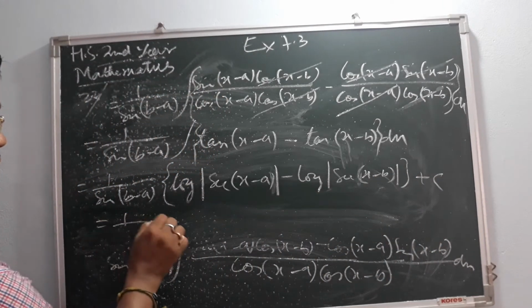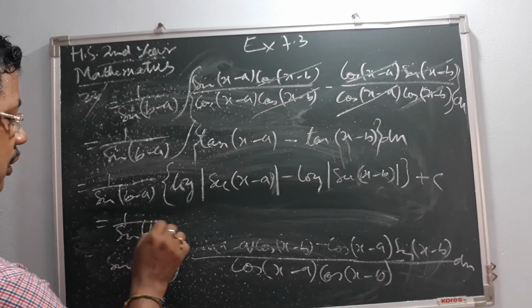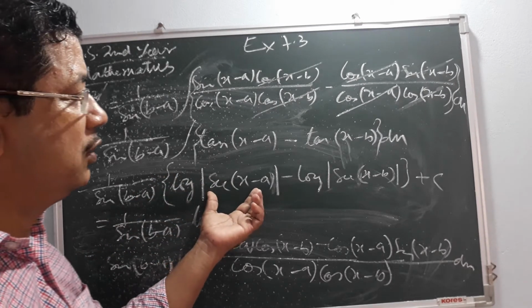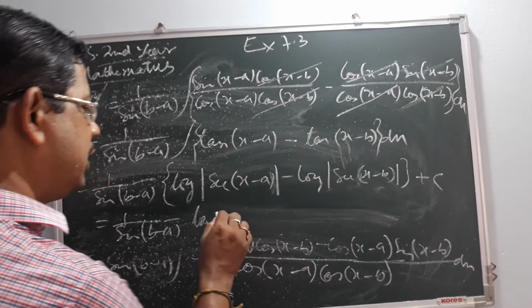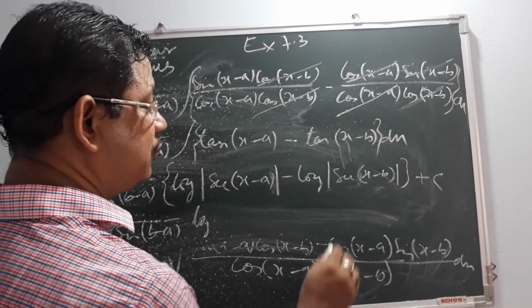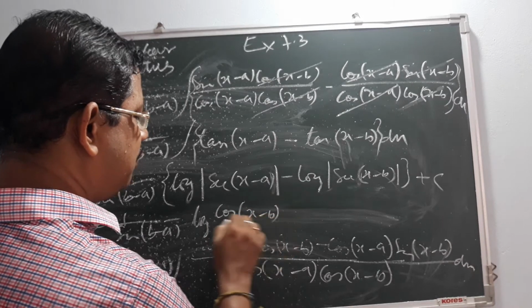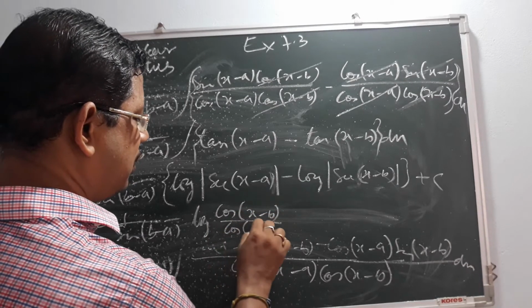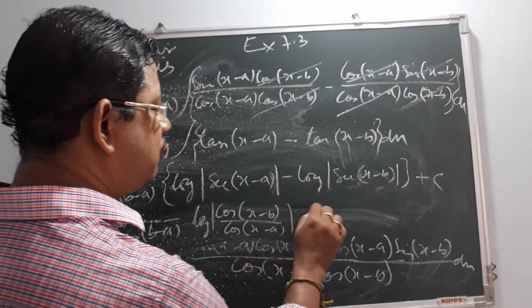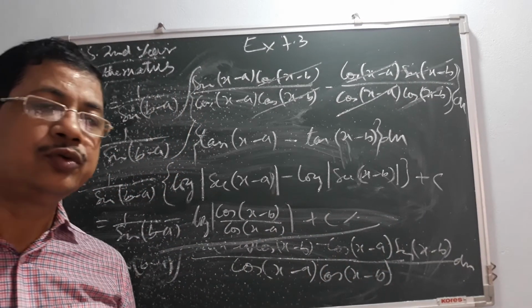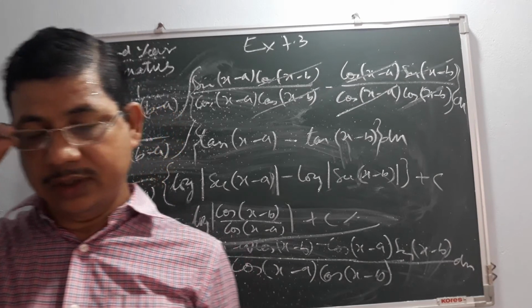A little bit of simplification we will do. It will be log, this is 1 by cos x minus a, this is 1 by cos x minus b. So we can write this one as log of modulus cos x minus b by cos x minus a. If you keep the modulus here also, then also the answer is okay. So this way we can do our required sum.